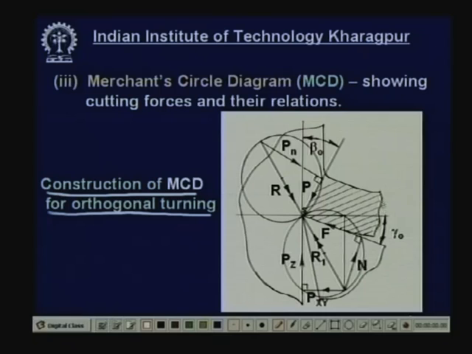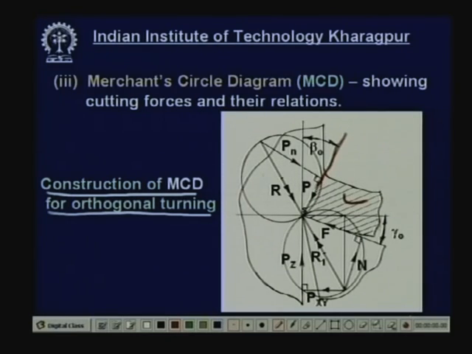Before we go into the Merchant cycle diagram, let us have a look at the forces acting on an outgoing chip. Let us consider orthogonal turning of a ductile metal producing a continuous chip. Here we see a segment of a chip coming out from the parent body and being separated along the shear plane. This is the shear plane, just after which it is getting separated. So, there is a slip between the parent body and the chip.